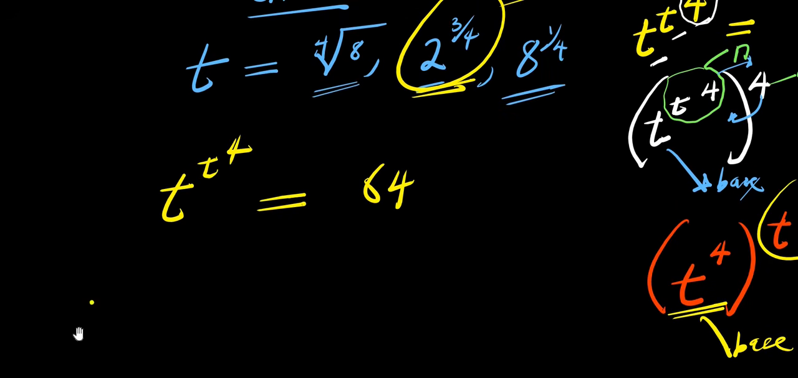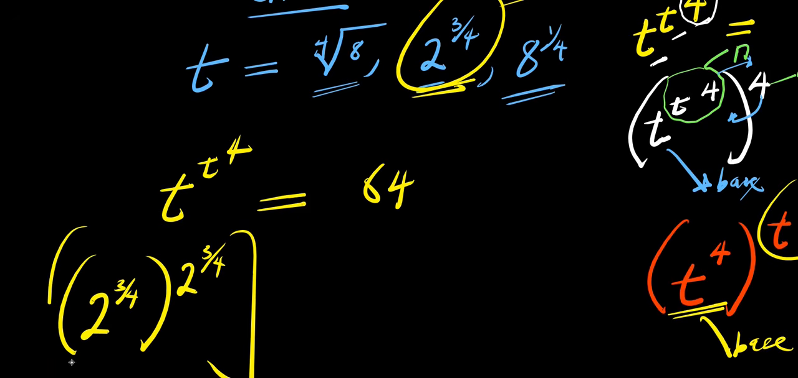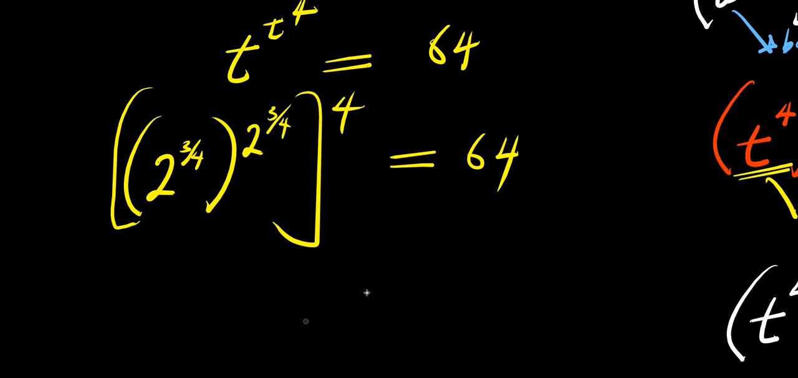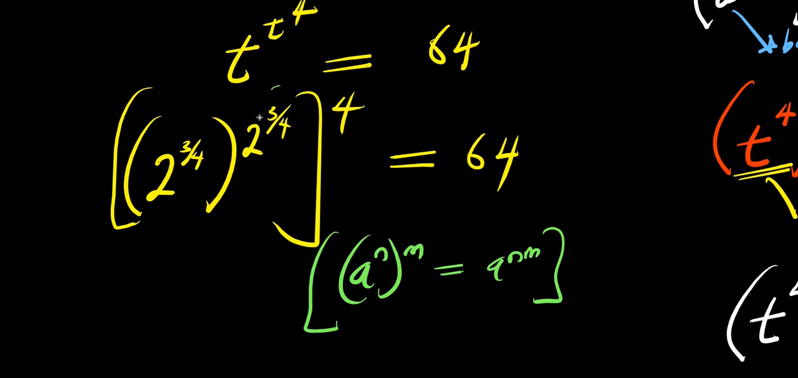That means I'm going to have 2 power 3 over 4 raised to the power of 2 power 3 over 4 raised to the power of 4. And this equals 64. I consider this identity a power n raised to the power of n equals a power n times n. I multiply this out. That means 4 cancels 4 because 4 will multiply 3. That will give us 12. 12 divided by 4, that's 3. So we are going to have 3 left.